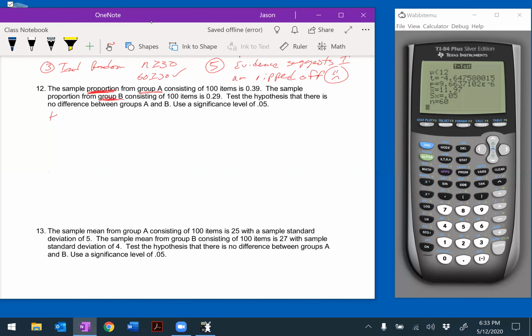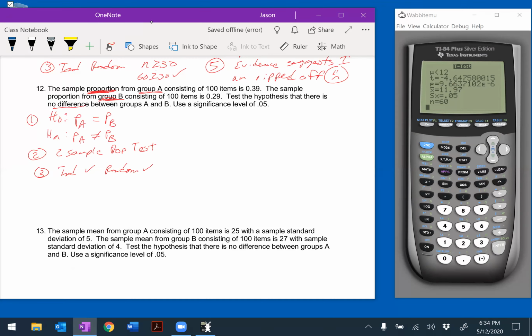Okay, so what's the null hypothesis? The null hypothesis is that PA is equal to PB, there's no difference. What's the alternative? The alternative is that there is a difference, PA is not equal to PB. Okay, number 2, this is going to be a 2 sample proportion test. A z-test, I think. Okay, number 3: independent, sure, random.